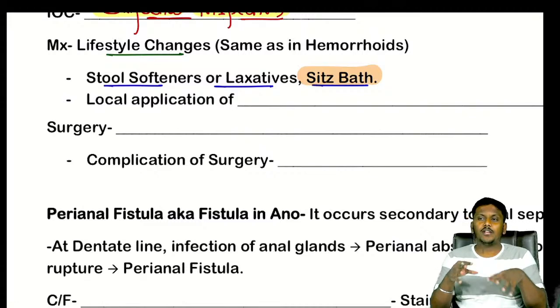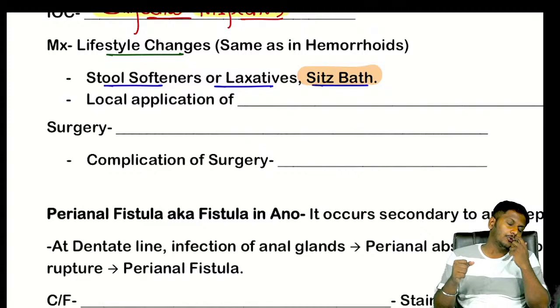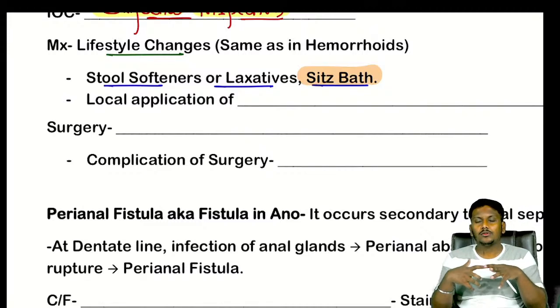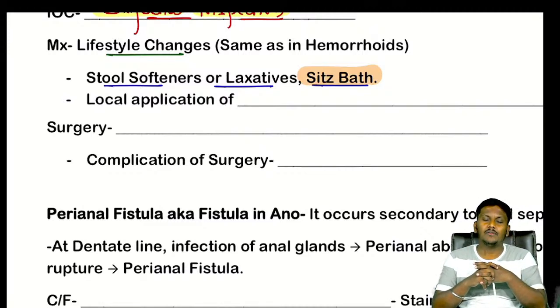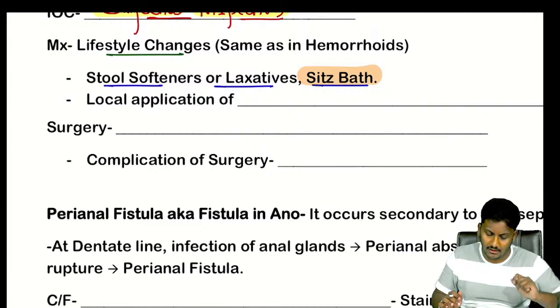Why? Because the patient will take warm water in a tub and then he will sit over there, beta. That warm water is actually going to give him some pain relief. Secondly, that warm water is actually going to relax his anal sphincters so that he can pass the stools easily, beta, without pain or with less pain. Okay, so sitz bath will have a very important role in the management of anal fissure.